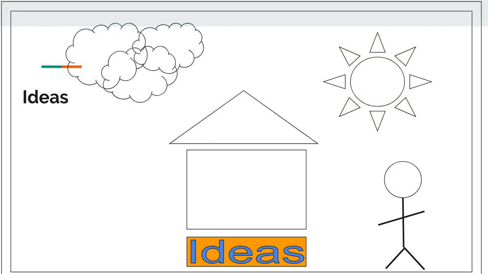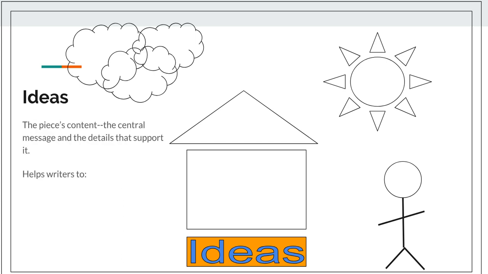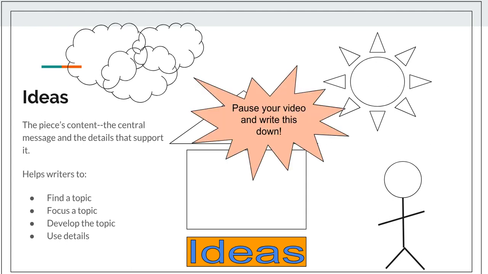We're going to focus on ideas for a minute. Ideas are your foundational piece in your picture because they are the main idea and all the supporting details that build that idea. This helps writers to find a topic, focus that topic, and develop the topic. We also have to use details here. Pause your video and write down that ideas are the piece's content or the main idea and how they help you find, focus, and develop a topic, as well as use details.